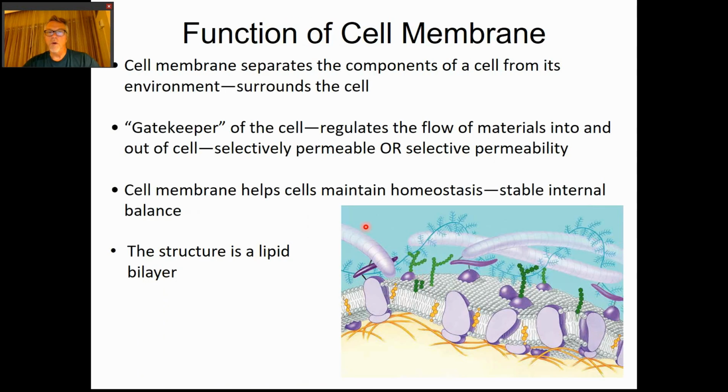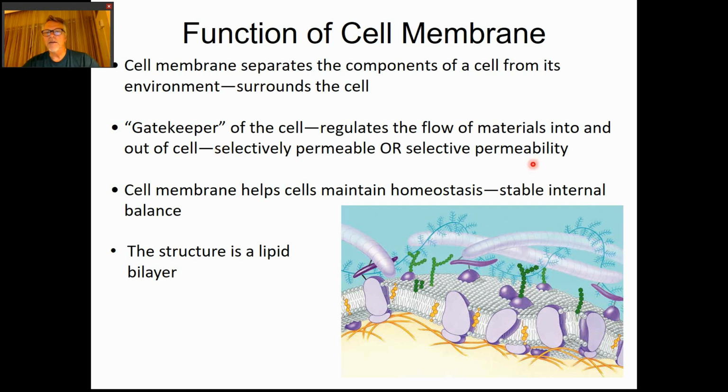Okay, so what is the function of a cell membrane? Well, it basically is a barrier. It separates the inside of the cell from the rest of the world. But it's more than just a wall. It's a gatekeeper. It's an active participant in figuring out what can come in or out of the cell. So we say it regulates the flow of materials into and out of the cell.